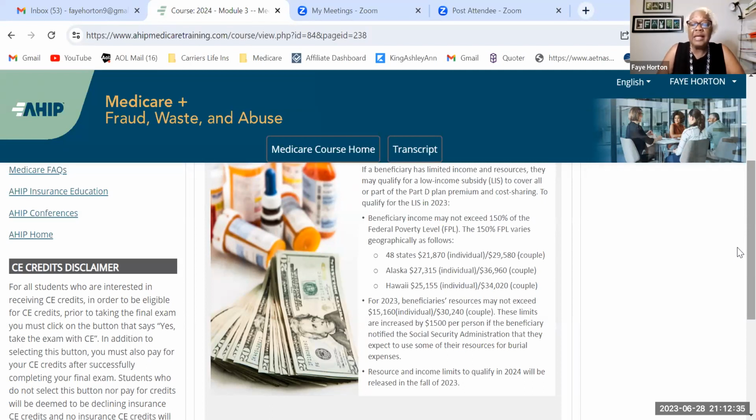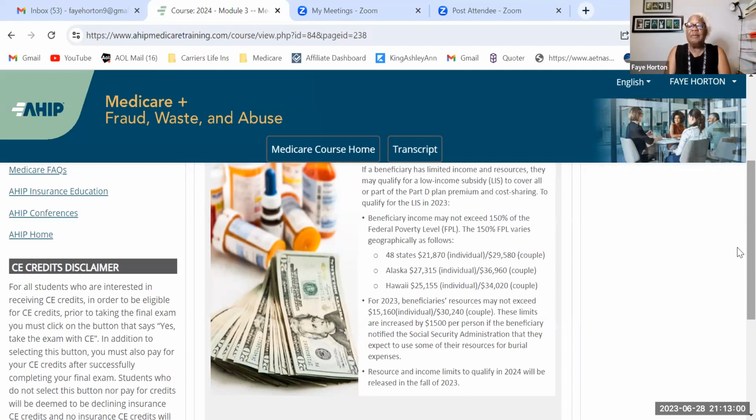For 48 states, it's $21,870 for an individual, $29,580 for a couple. Alaska and Hawaii: Alaska is the highest. Hawaii is a little bit higher than the other 48 states, and then Alaska is higher than Hawaii.